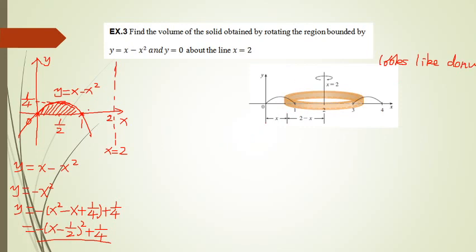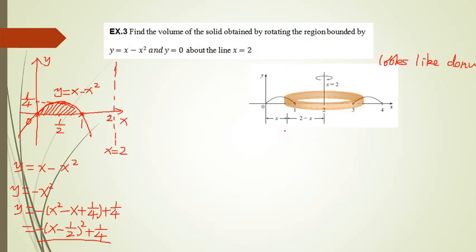So the solid looks like a donut, because between 1 and 2 is the empty ring inside. Now here shows the solid actually. This is the rotating vertical axis, x equals 2. So the region from 0 to 1, when it rotates about x equals 2, becomes 3 to 4. Make sense?